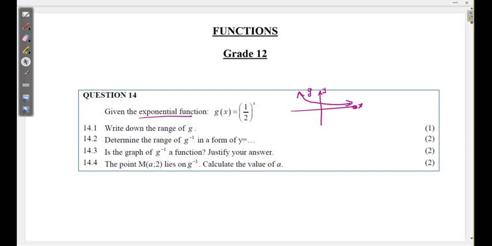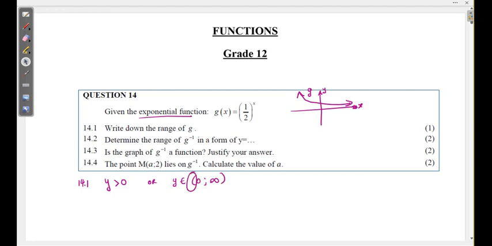So when you look at the range, the y values, right? Range says where do your y values start, right? So you can write 14.1 as follows. You can say y values are all greater than 0 because there is no y value that is less than 0. The graph is not on the bottom part of the x-axis, right? Or you could say y is an element of my y values, they start from 0 all the way to positive infinity.